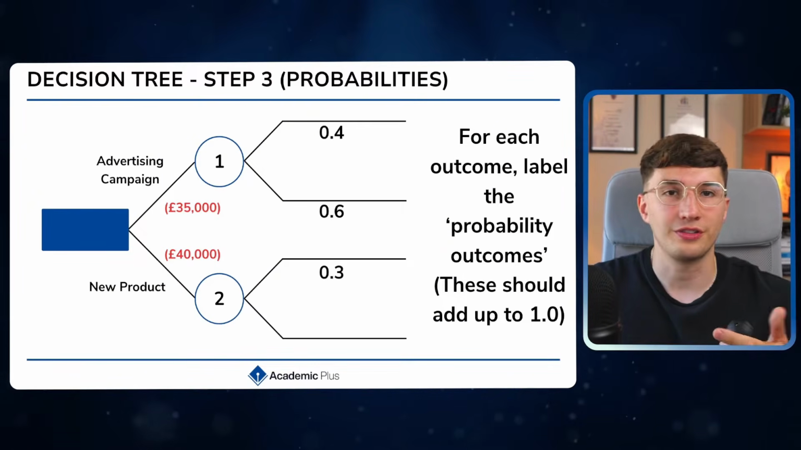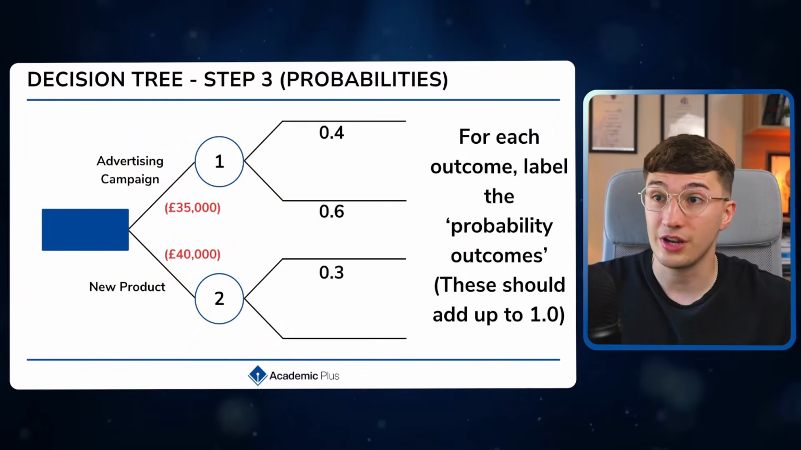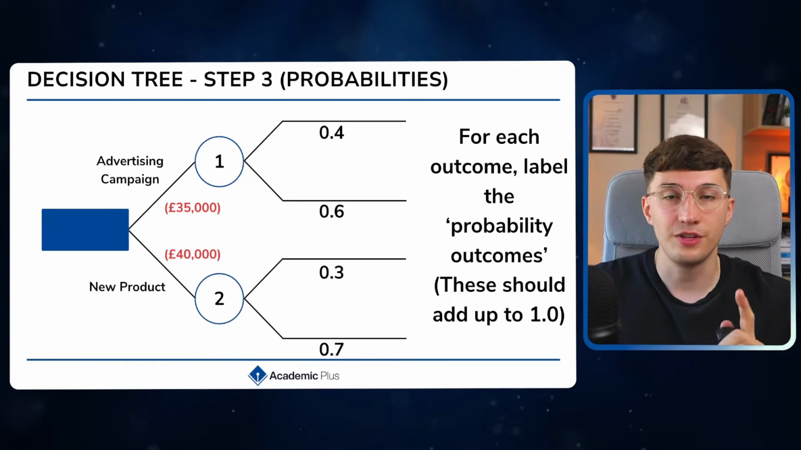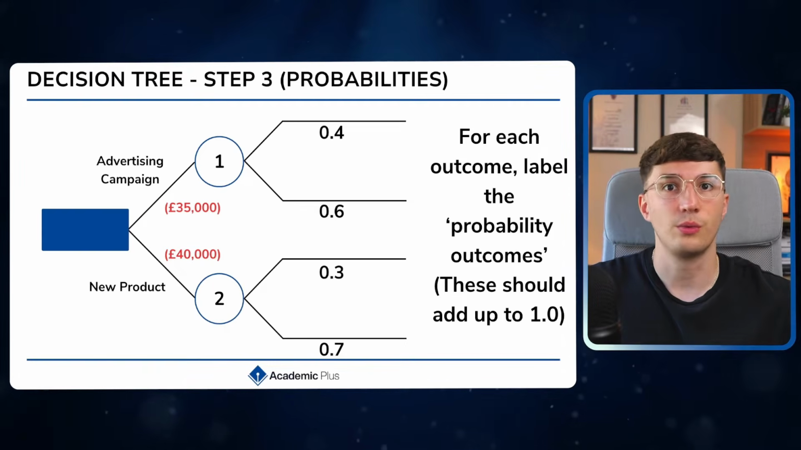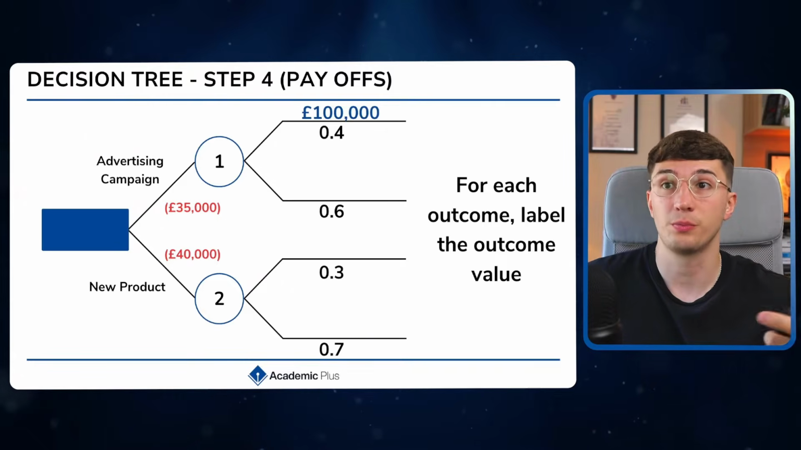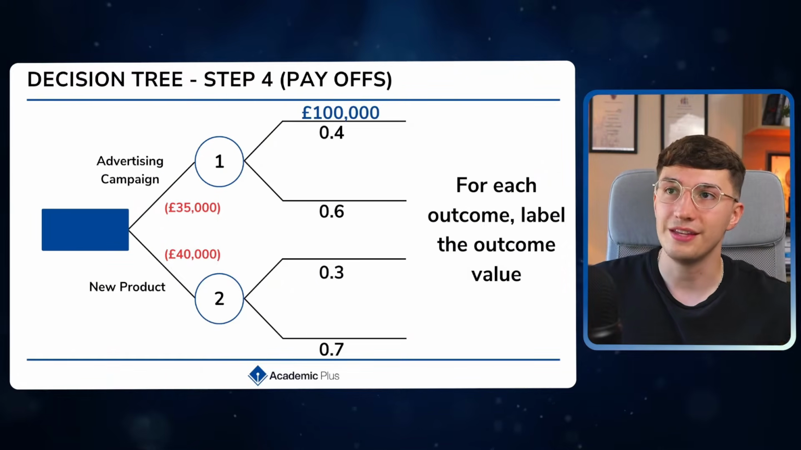Looking at our new product here, there is a 30% likelihood that it goes really well. That means that there is a 70% likelihood that it doesn't go so well. And this is when we start adding in those possible outcomes. We add these in blue.